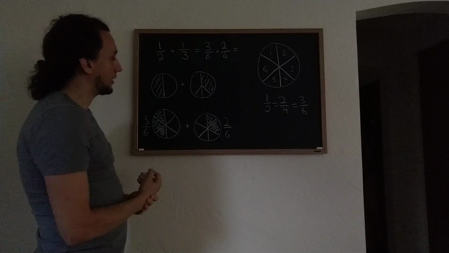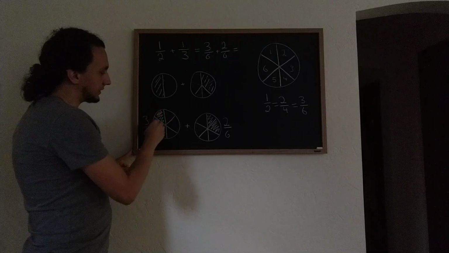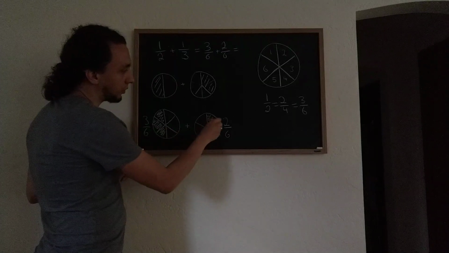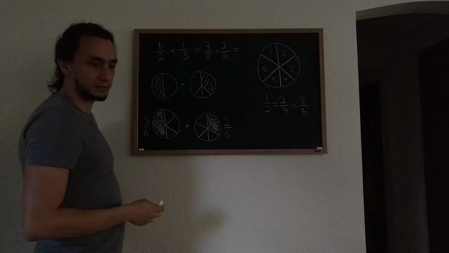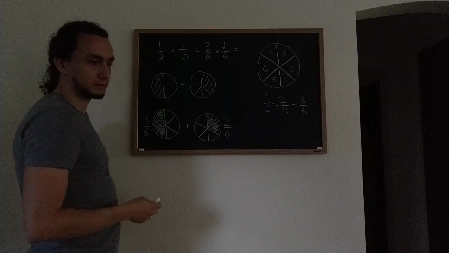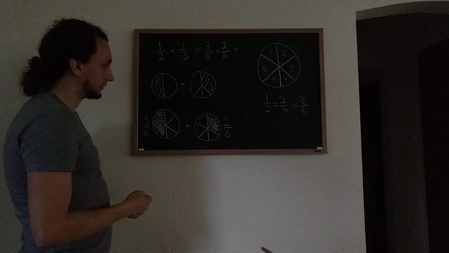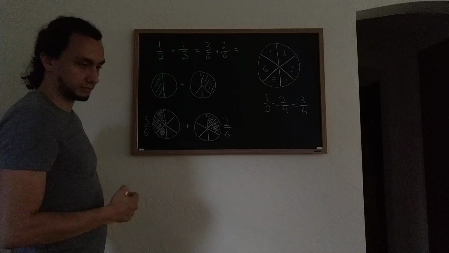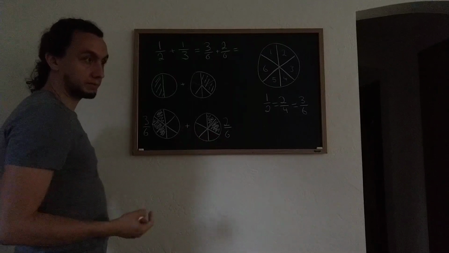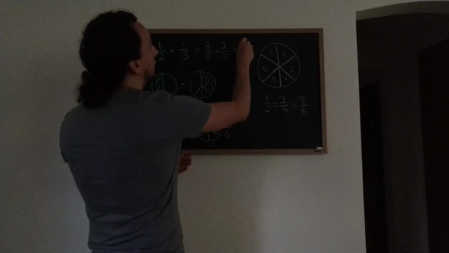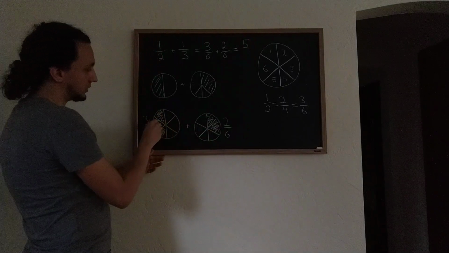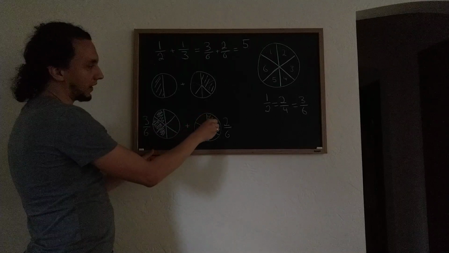If you've got 3 pieces and you're adding 2 more pieces, how many do you have? Yeah, 5. Good. You have 5 pieces. 1, 2, 3, 4, 5.